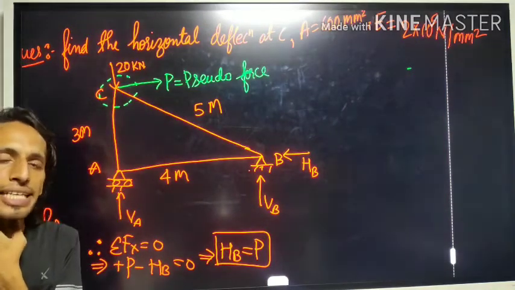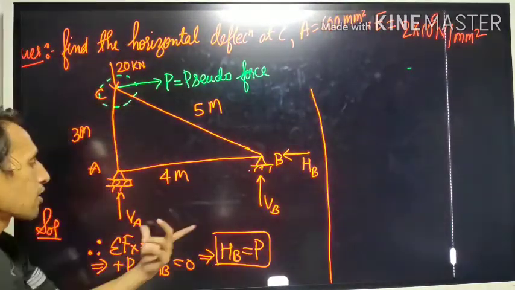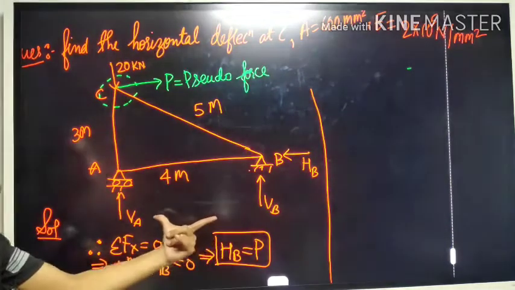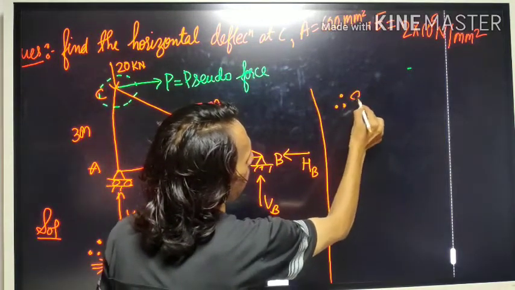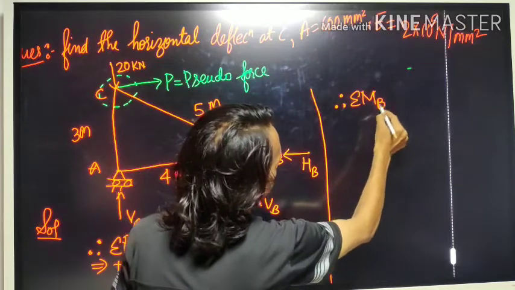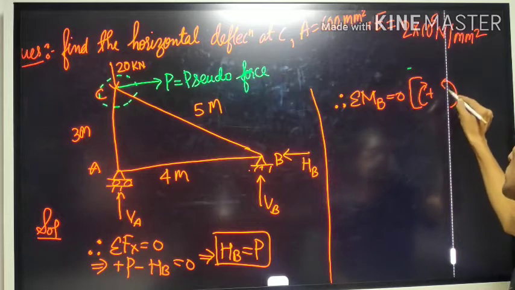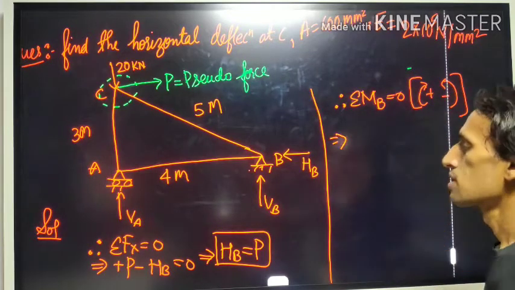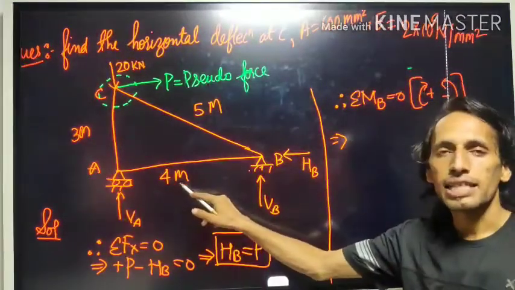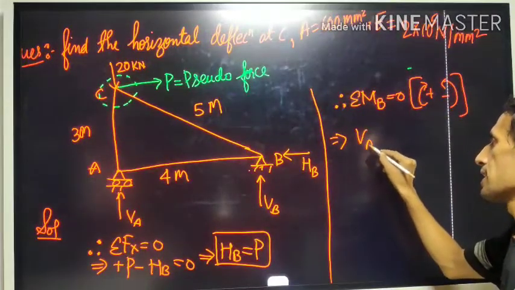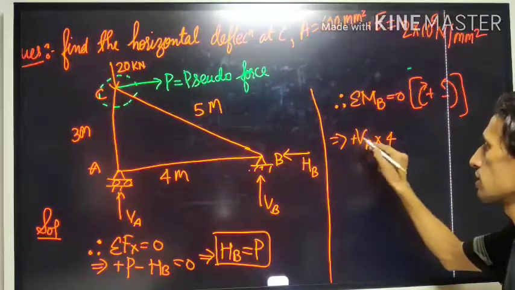So now I have calculated one reaction. Now let's calculate the value of VA and VB. So I am writing the equation, summation of moment at point B is 0, and the sign convention I am adopting is clockwise positive and anti-clockwise negative. So let's start writing the equation. VA into perpendicular distance 4, what is that direction? It is clockwise, so positive.